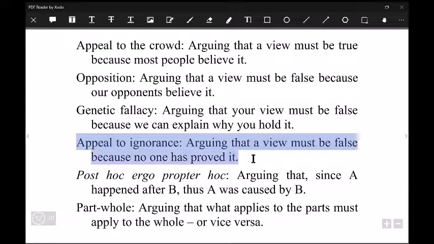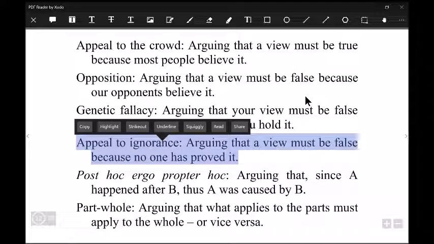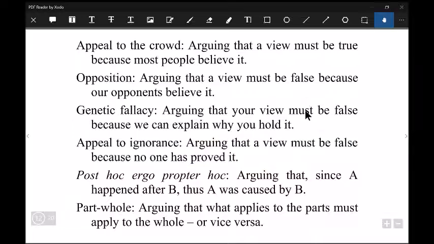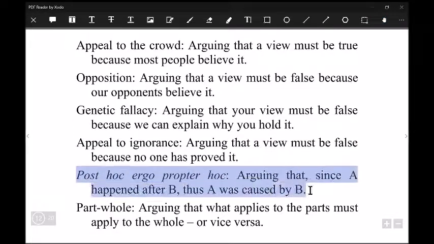Appeal to ignorance is arguing that a view must be false because no one has proved it. So you argue that there can't be a God because no one has proved that there is. Or if you argue that no one has proved that there's no God, so therefore there has to be a God, neither is very good. This isn't where you are ignorant about something. It's where the premise says that no one has proven something, and the conclusion is it's false or unreasonable or something like that. This is one with Latin.